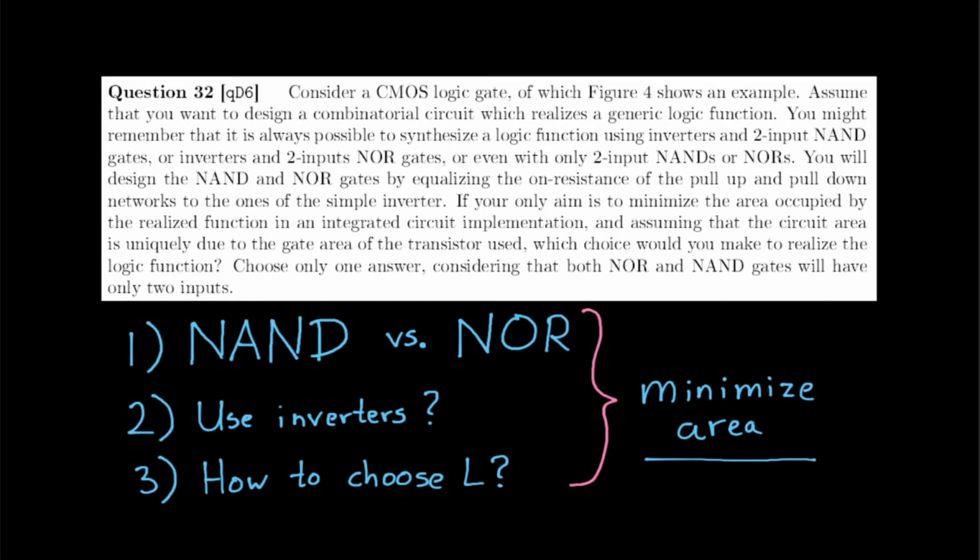In the original question, this statement is followed by 8 possible options, but these can be split up into 3 sub-questions. Firstly, do you want to use NAND gates or NOR gates? Secondly, if we want to implement the inverter function, will we use inverters for that, or will we use a NAND or NOR gate for that? And finally, how will we choose the channel length of all of these transistors? And again, we need to answer these 3 questions with the aim of minimizing the overall area of the circuit.